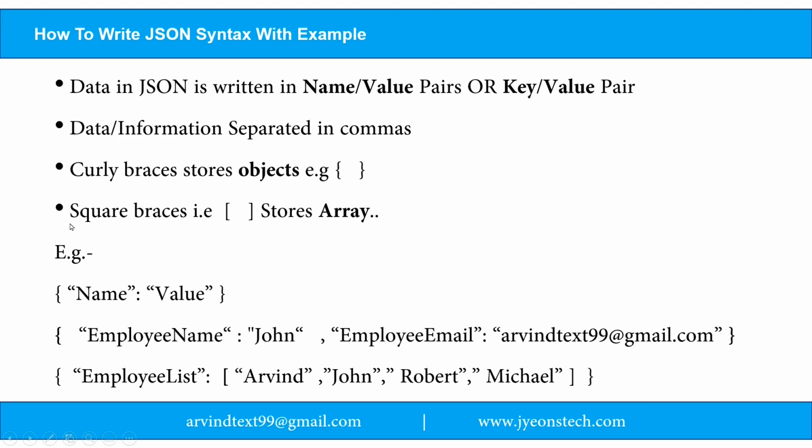Now square braces store arrays. For example, if you want to write an employee list in JSON, how do you write that? This is the example of square braces, that is an array. You have the employee list. So these are the curly braces. Now you write employee list in double quotes, then a colon, and this is the array part. Now write the first name, then the second name, then the third name, then the fourth name, separated by commas. So this is the example of an array.